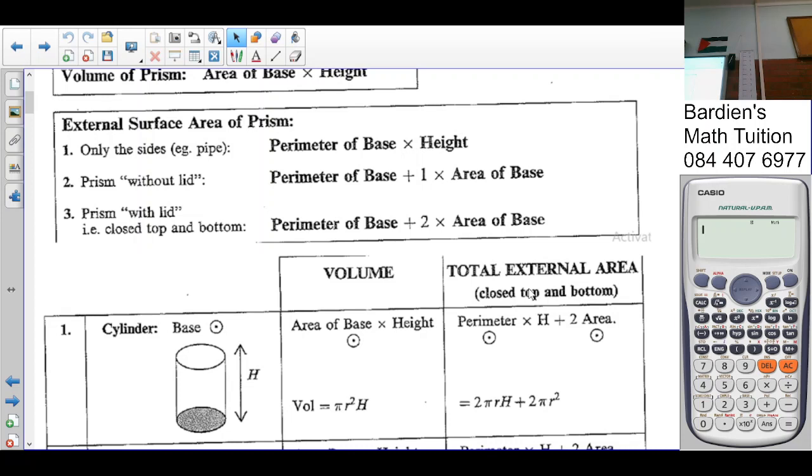An example of a prism without a lid: the perimeter of base times height plus one area of base. Why not two area of base? Because the top is open. Makes sense, people?